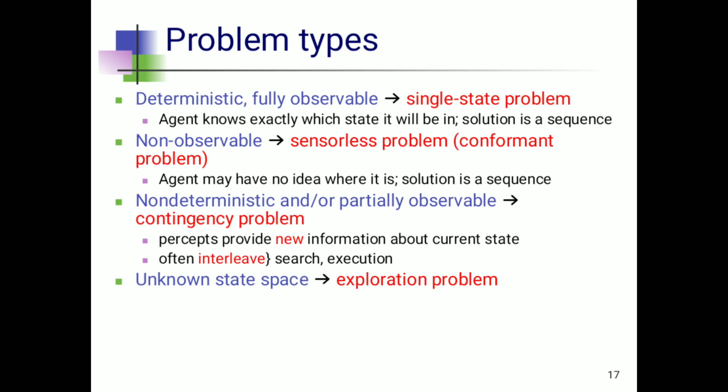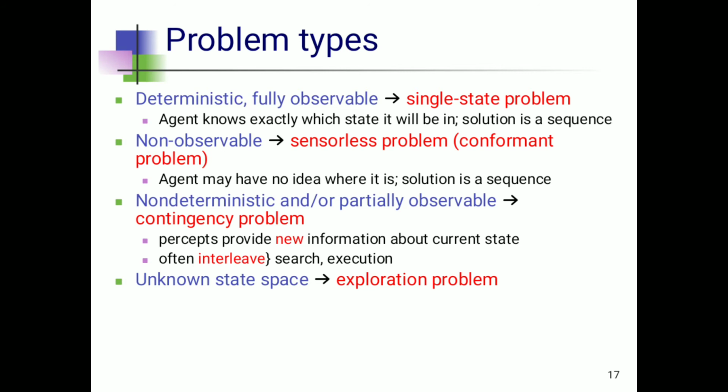Then non-observable, sensorless problem, or conformant problem. The agent may have no idea where it is. The solution is a sequence. So if the agent does not have any idea about its location, then the problem is called non-observable.